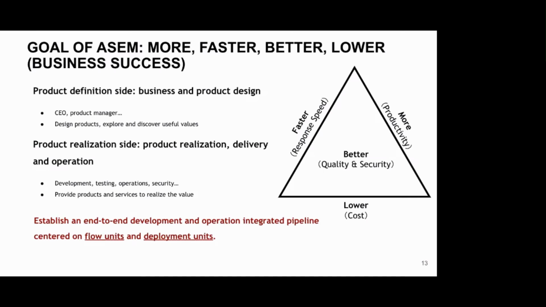So what is flowing on the pipeline? We call it the flow unit and the deployment unit. The flow unit we can call a feature, or a user story. We do not want to flow a big software, or a lot of requirements, maybe 100 features, or several pages of requirement documents. We do not want to flow that. We want feature by feature. It becomes smaller, so we can deliver it faster.